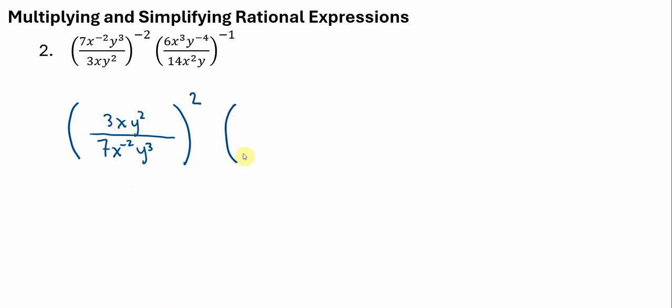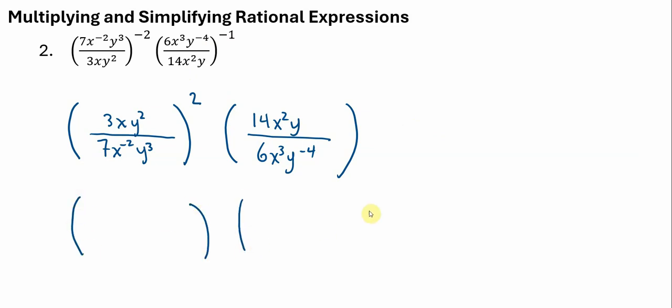Same thing over here. Being raised to the -1 is the same thing as taking the reciprocal. So this is going to give me 14x squared y, so the denominator goes on top, and then 6x cubed y to the -4, that goes on the bottom. Now I'm going to try to clean up the stuff on the inside. Anything that is negative, I'm going to swap. I take the reciprocal. So the top here, there's no negative exponents, so it's 3xy squared.